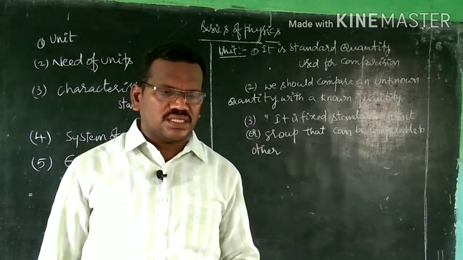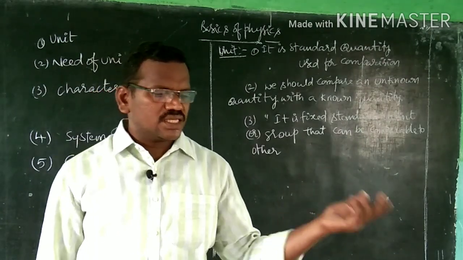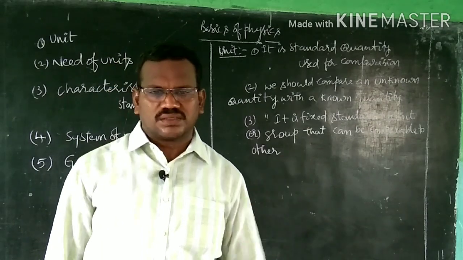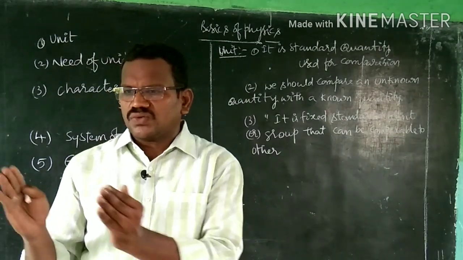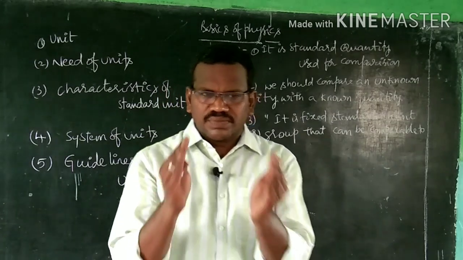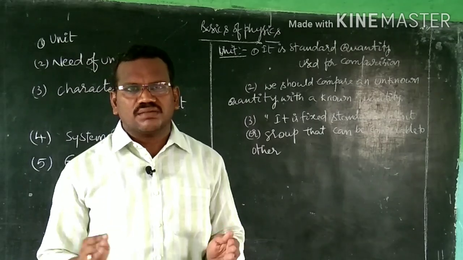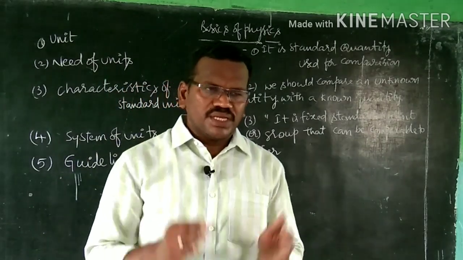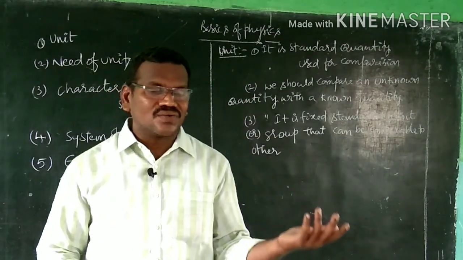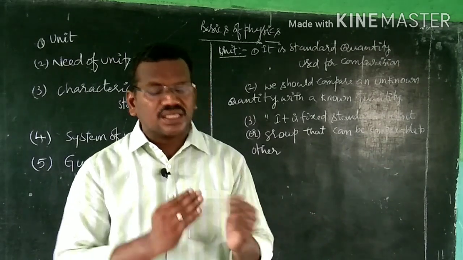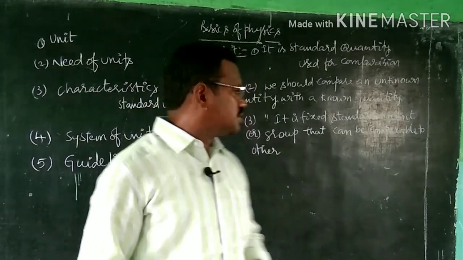In the case of a common balance, on one pan they will put a 1 kg stone, and in the other pan they put the sugar. They may remove or add sugar until it equals the 1 kg stone. That means the stone they used, which is made of metal, is a standard quantity. Here a particular standard quantity is considered to compare the quantity. They compared the quantity of sugar with respect to the quantity of that 1 kg substance.